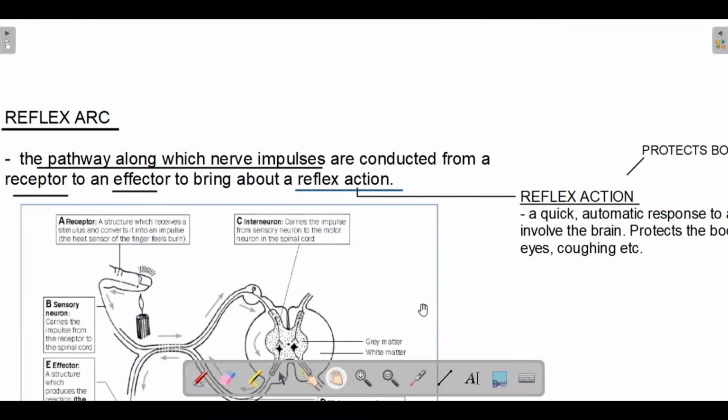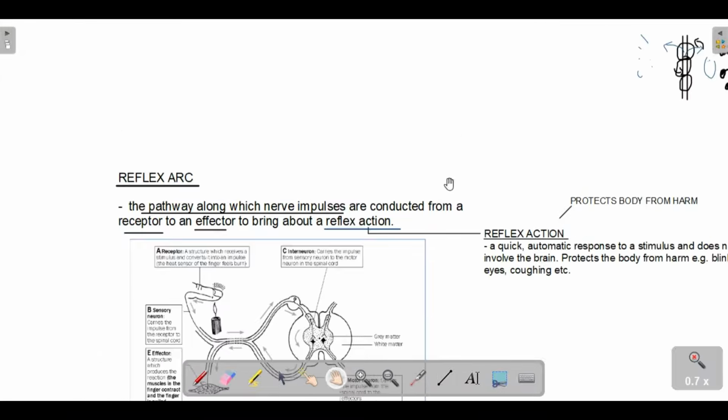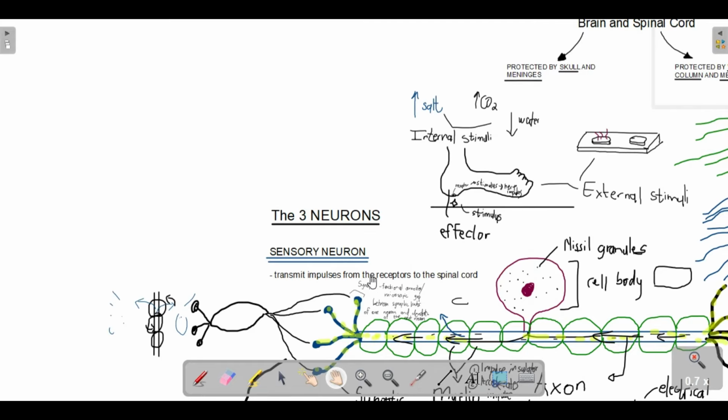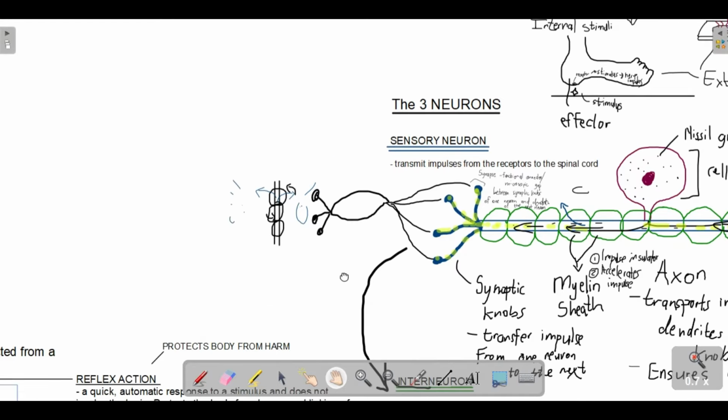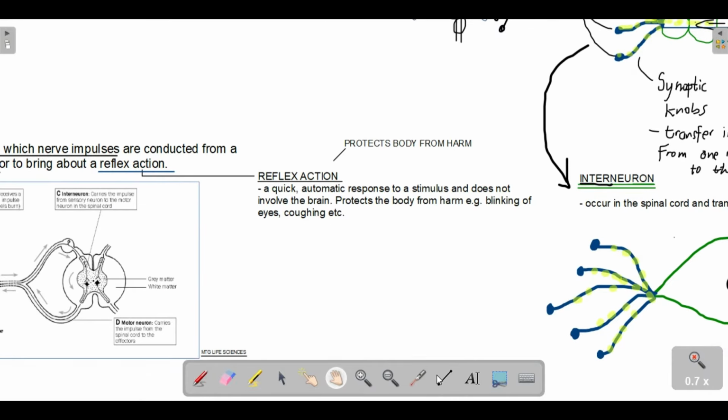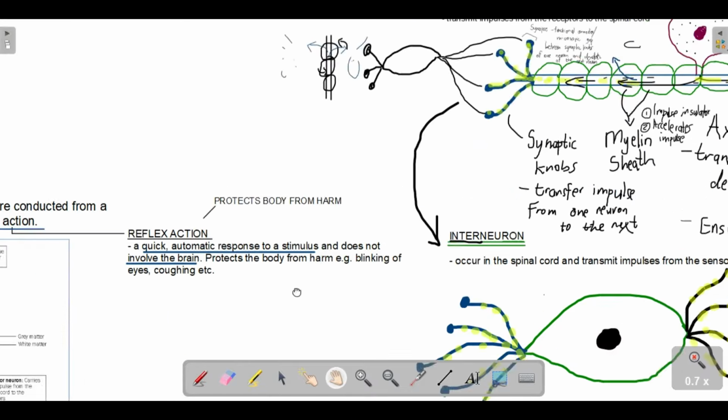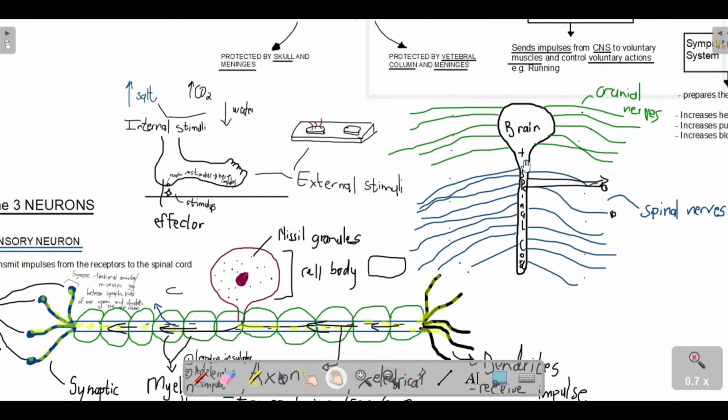The reflex action is the quick action that you do at the end to react to that stimulus or impulse. So that is what we call a reflex action, a quick automatic response to a stimulus. The reflex action does not involve the brain, it only involves the spinal cord. So the impulse is sent to the spinal cord and not the brain, because the brain is way too far.